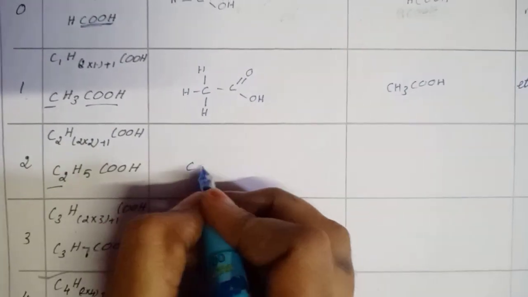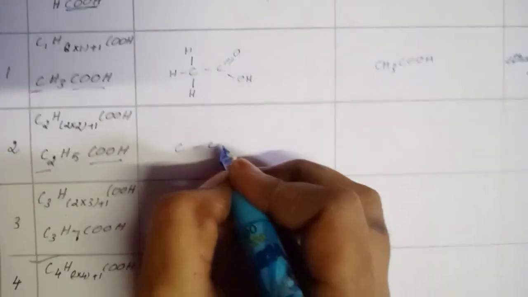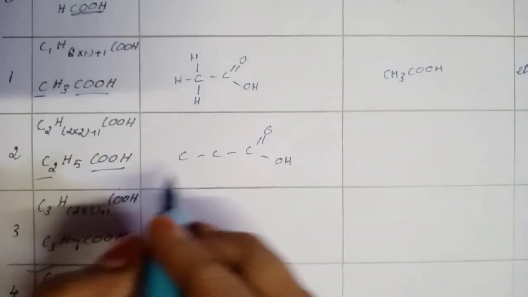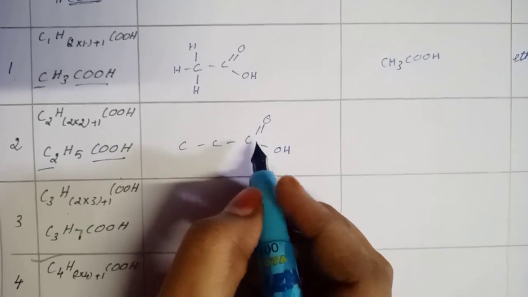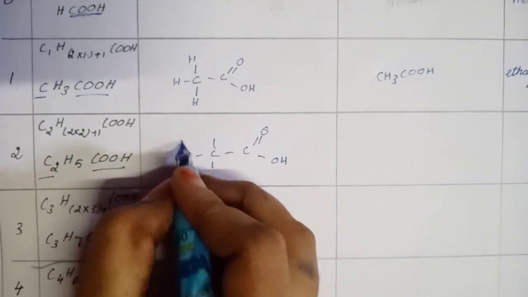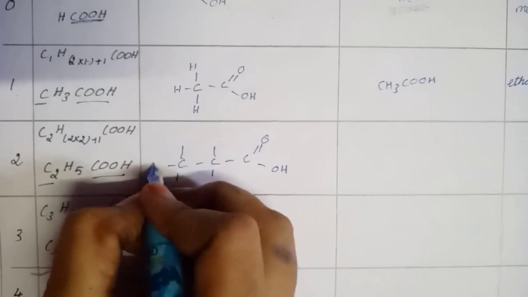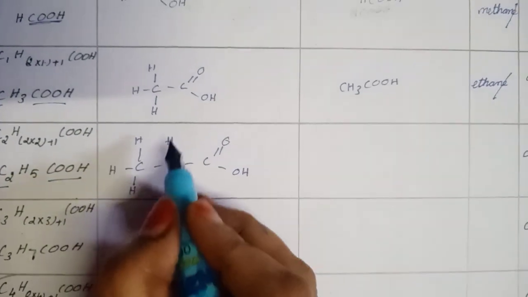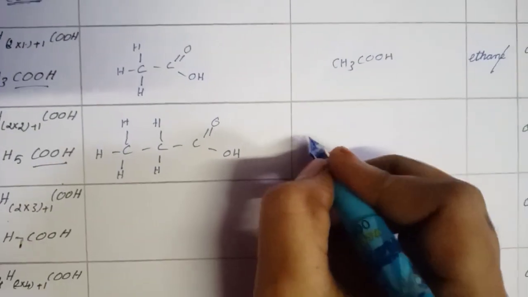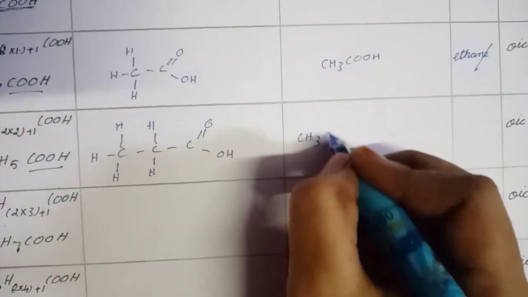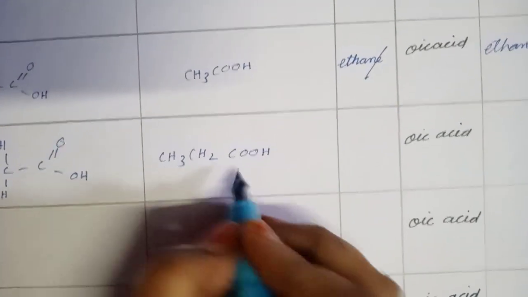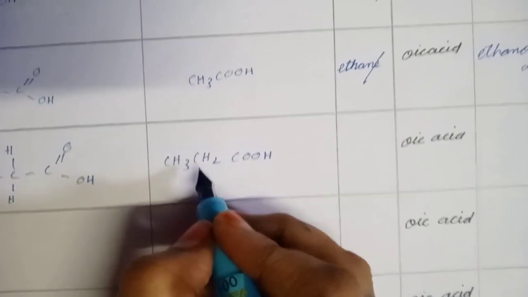How do we convert it to the structural formula? How many carbons? 1, 2. Write the structure for the acid: C double bond O, single bond OH. Next, the framework: the functional group carbon is satisfied. The remaining carbon needs 3 bonds. This is a place for hydrogen. 5 hydrogens are there. Condensed formula: CH3CH2COOH. So for naming: 3 carbons, 1 2 3, meth, eth, prop.